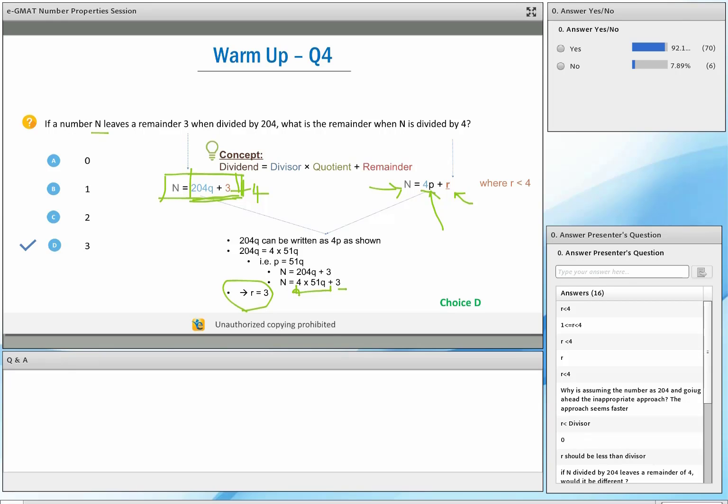Okay. Now, I have another question. Very good question. Why is assuming the number as 204 and going ahead the inappropriate approach? Because that approach actually seems faster. You're absolutely right. Again, spot on. In this question, you could have simply taken the number as 204 and moved forward. What you're doing is taking one possible number that meets that equation and moving forward with that.